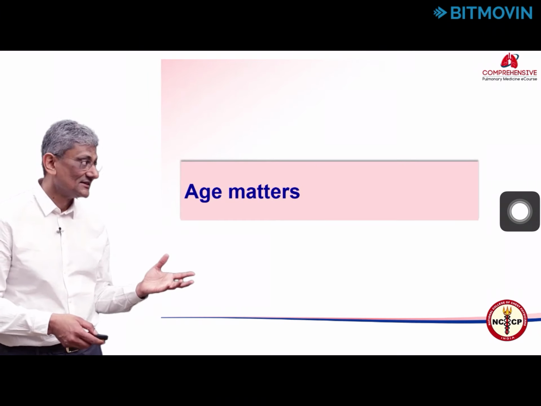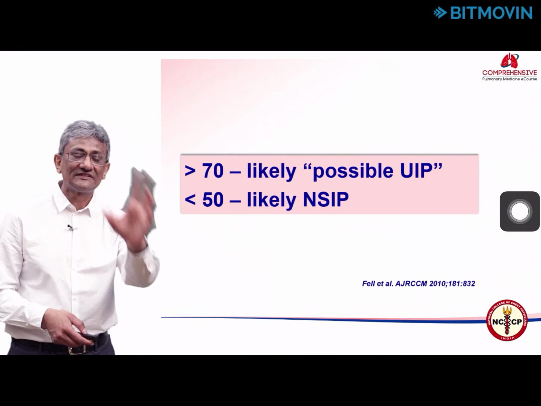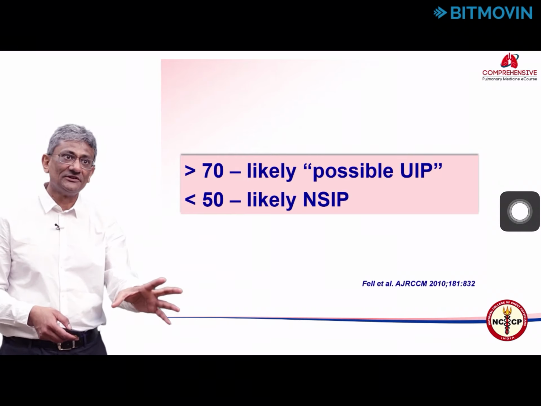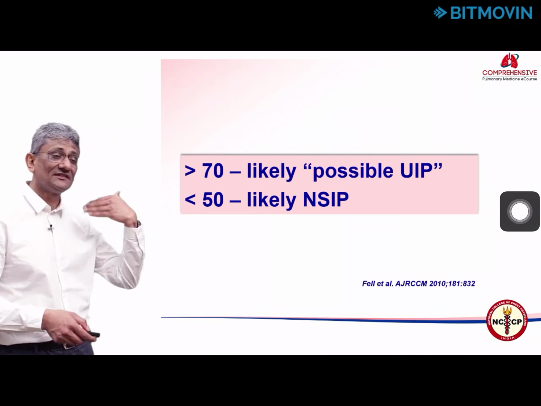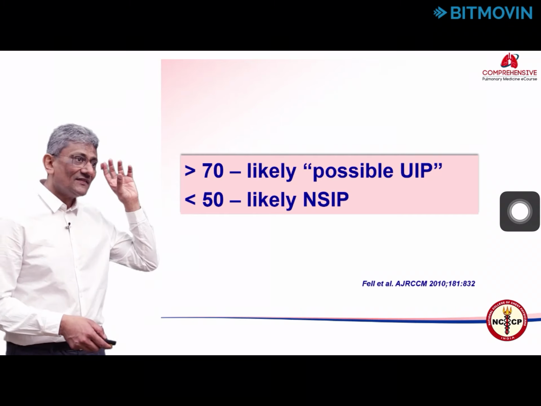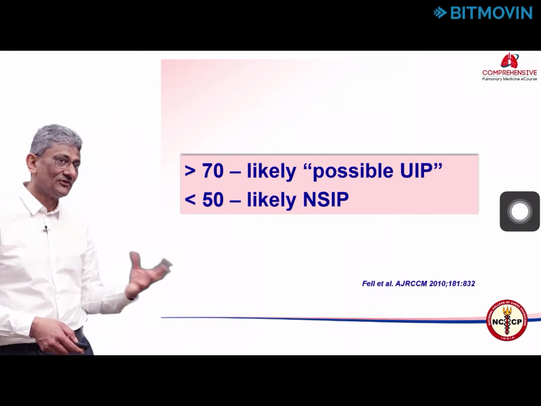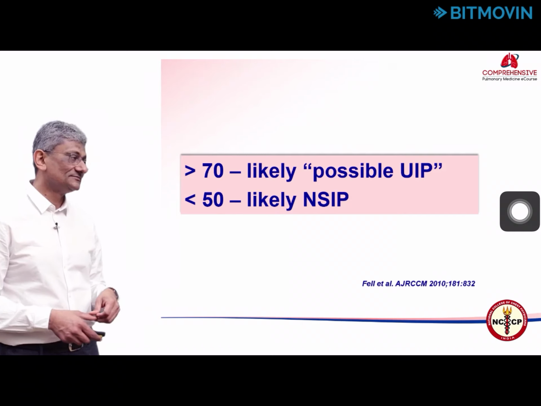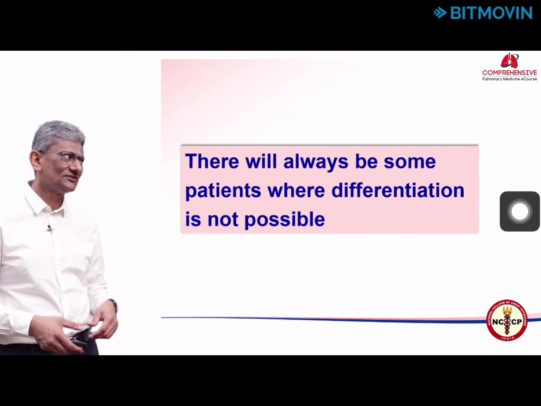Age matters. If the patient is more than 70 years old, almost certainly this would be possible UIP unless the patient has underlying connective tissue disease. And if the patient is younger, less than 50, then this is likely to be an NSIP pattern, and we would aggressively look for an underlying etiology. But there will always be patients where differentiation is not possible.